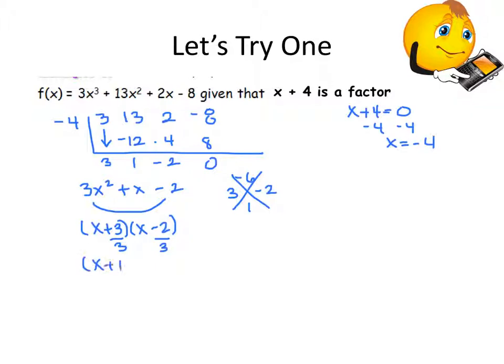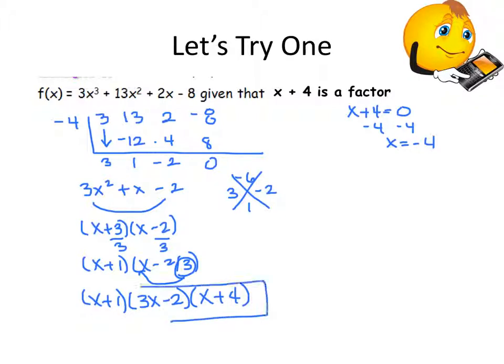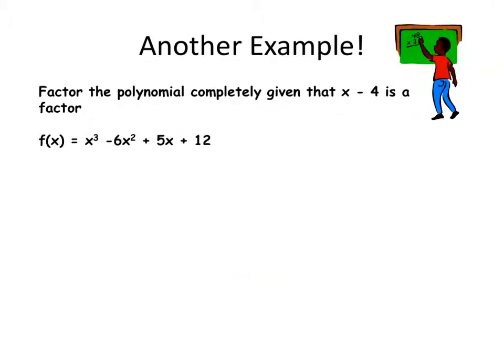X plus 1, x minus 2/3. Bottoms up. So I have x plus 1, 3x minus 2, and then the last one is what came from the problem, x plus 4. So those three factors are what 3x cubed plus 13x squared plus 2x minus 8 factor into. All right, so let's try another one, make sure that we have it.